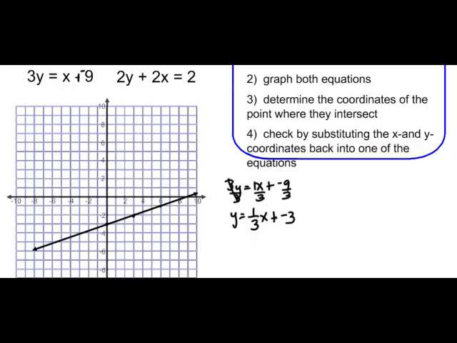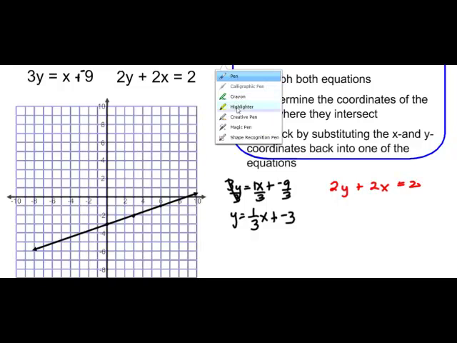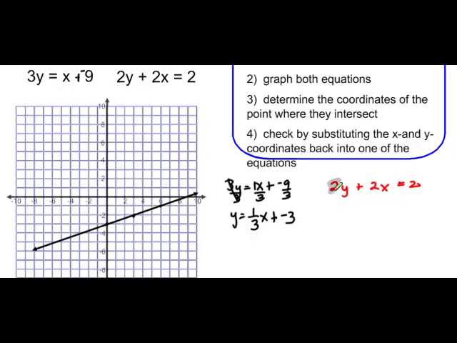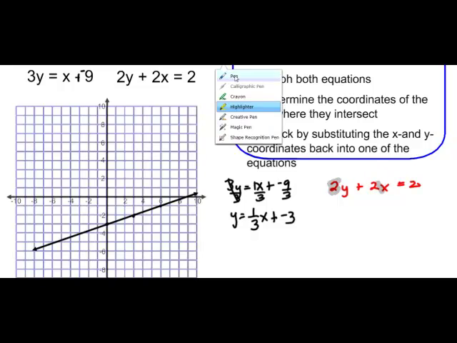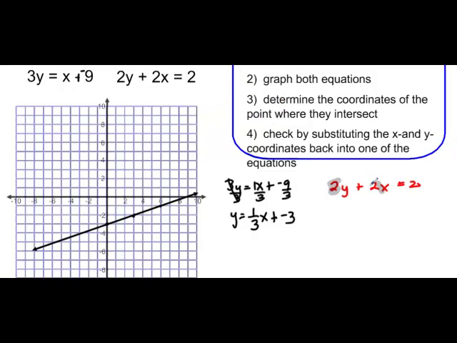2y plus 2x equals 2. So I need to get the y by itself. So in this case, we know we have to get rid of the 2 in front, and we have to get rid of the 2x. So it helps to highlight so you know what to move. So we're going to deal with this part first. The opposite of 2x is negative 2x. They cancel, so I'm left with 2y equals negative 2x plus 2.